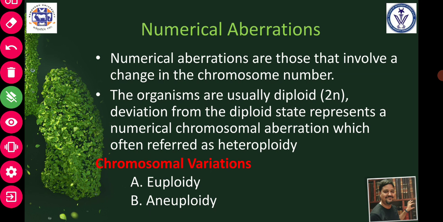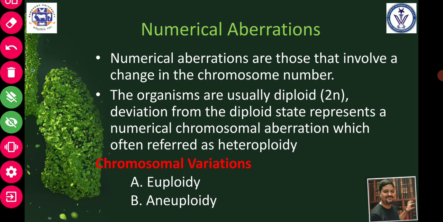So, what is numerical aberration? Numerical aberrations are those aberrations that involve a change in chromosome number. So, by any means, if there is a change in the chromosome number of an individual, then that will come under the category of numerical chromosomal aberration.